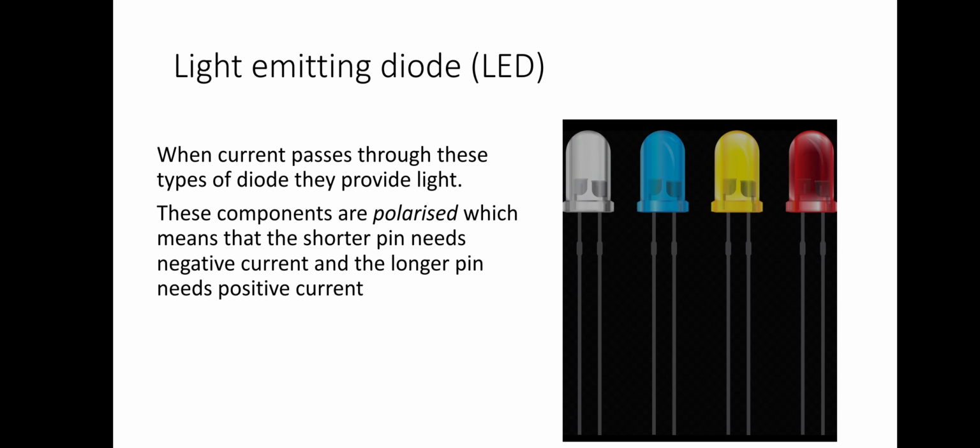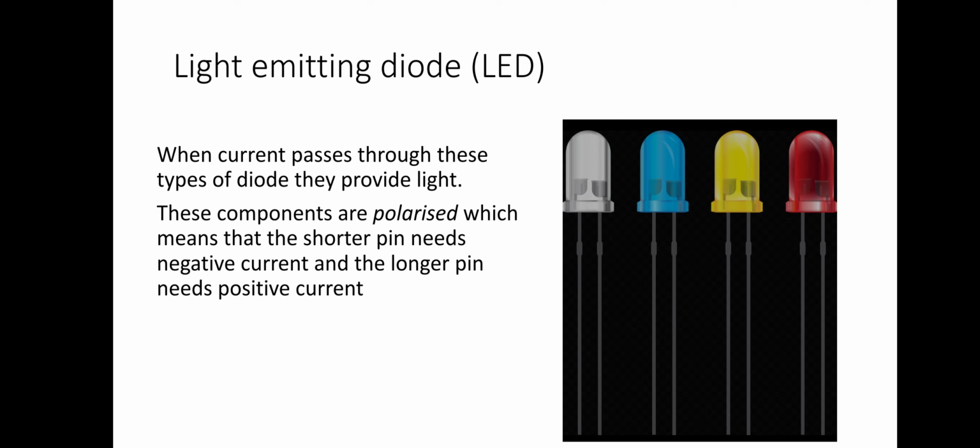So first off, a light emitting diode. When current passes through these types of diodes, they provide light. Now, in order to dictate what color this light is, you'll need to get some sort of filament. As you can see, they have different sort of filaments over the light, but you can also get RGB ones that can be obviously any color that you want.